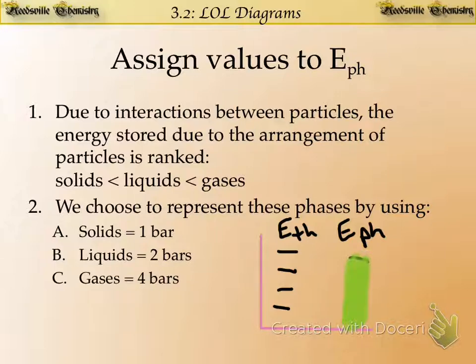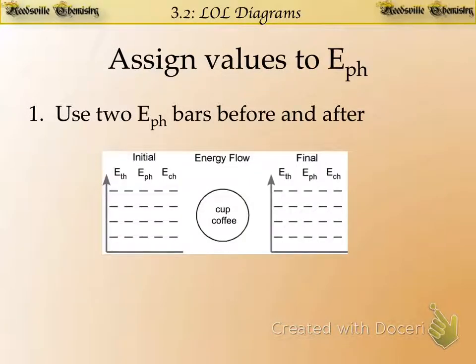Now, let's go back to our coffee cup example. We're going to use 2 bars because coffee is a liquid. I don't like drinking solid coffee or gaseous coffee, so it's a liquid. In our initial state, you'll notice over here it says initial. This is when it's hot: you take it out of the microwave or you pour the cup out of the carafe and set it on the table, it's hot.